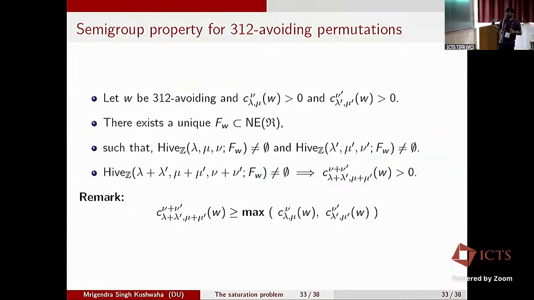In fact, we can say something stronger. We can say that C of lambda dash plus mu dash, nu dash, W is always bigger than or equal to the maximum of these two, because at least this many solutions will exist. I can take one here and add those, so at least this many we can get.